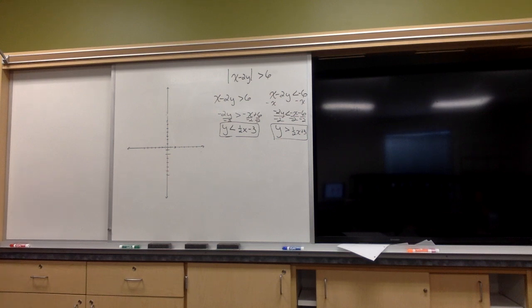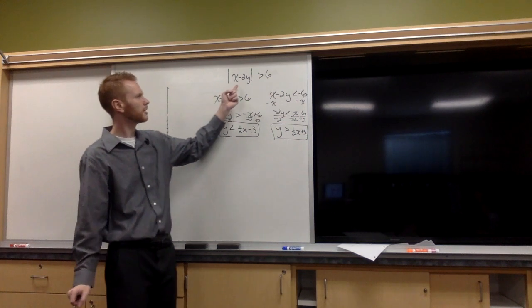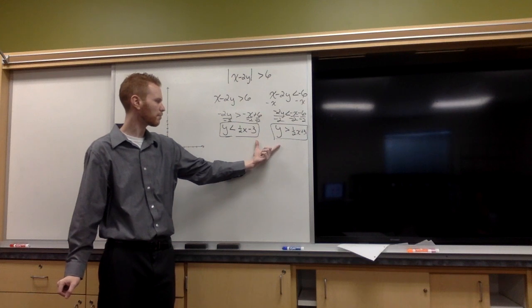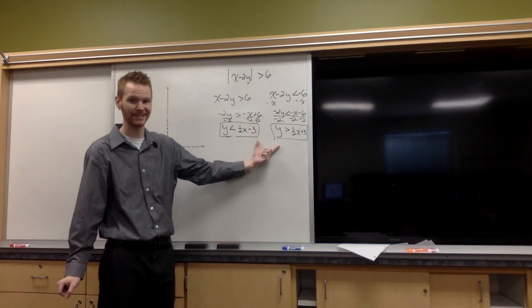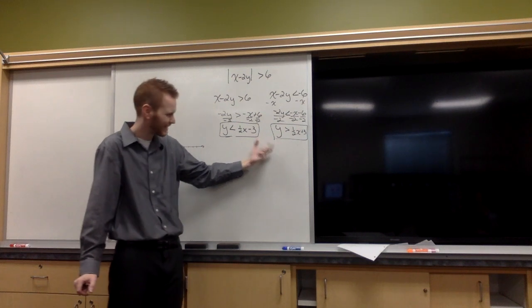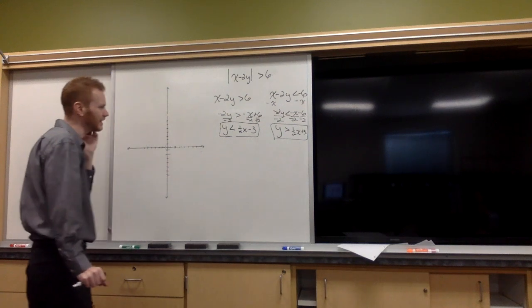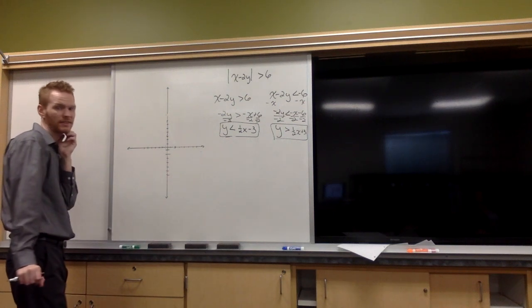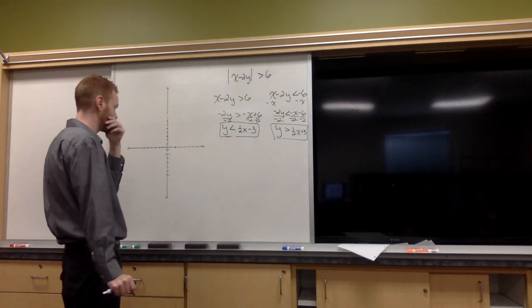Look what we just came up with. We had an absolute value graph that is now broken up into what? 2 lines. That's nuts. That's crazy. So we're not even done yet. We still have to graph these guys, right? Okay, so let's do that.